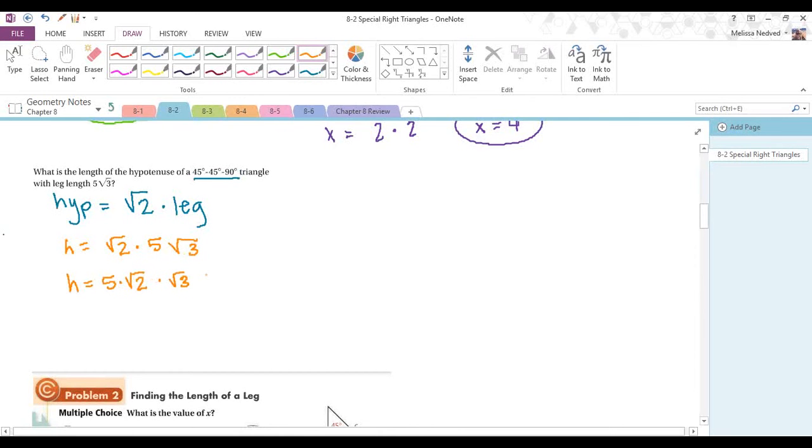Now, hopefully you remember probably from an algebra class about some properties of radicals. Meaning, when I'm multiplying two radicals together, I can actually multiply the values underneath those radicals and combine them. So in one last step, I can combine square root of 2 times square root of 3 to actually be the square root of 6. 2 times 3 is 6. We can multiply radicals. And then don't forget about that 5 out front. So my final answer is that my hypotenuse has a length of 5 root 6.